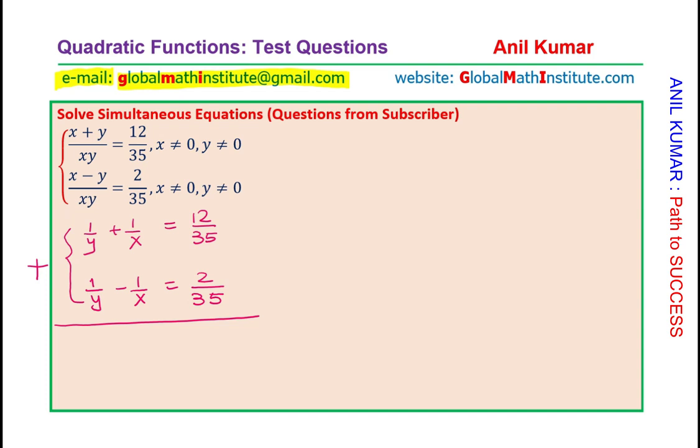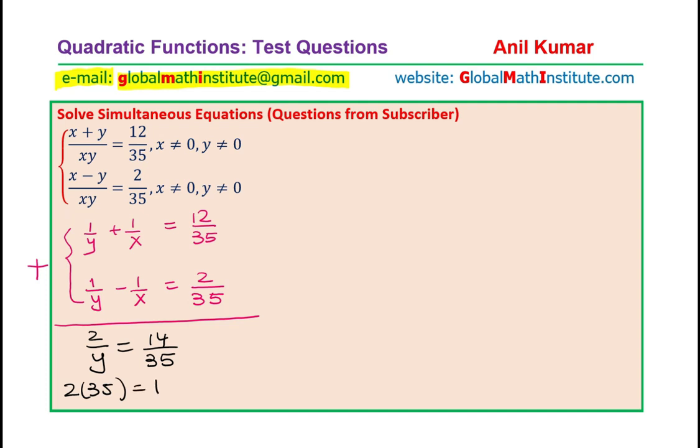As soon as we add them up, we get 2 over y equals 12 plus 2, 14 over 35. Great. Now we can cross multiply, right? So when you cross multiply, you can say 2 times 35 equals 14y. I'm just writing like this because sometimes it is difficult to visualize, right? And from here we can say what y is equal to. y is 2 times 35 divided by 14. Makes sense?